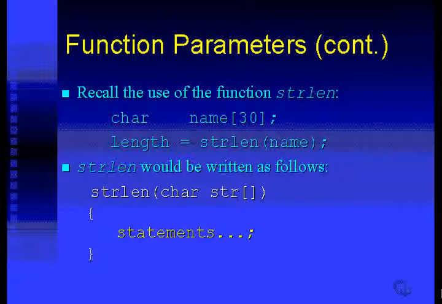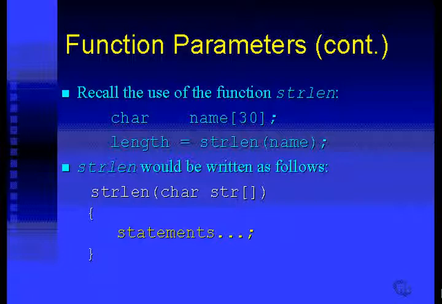When strlen runs, the str local variable that you can see inside the parentheses there is automatically initialized to contain whatever was contained inside name. Now name you get from above, where we're actually calling strlen, we're passing it the value of name. That name and the str become copies of each other. The value in name is copied into the value in str as soon as the function is called.